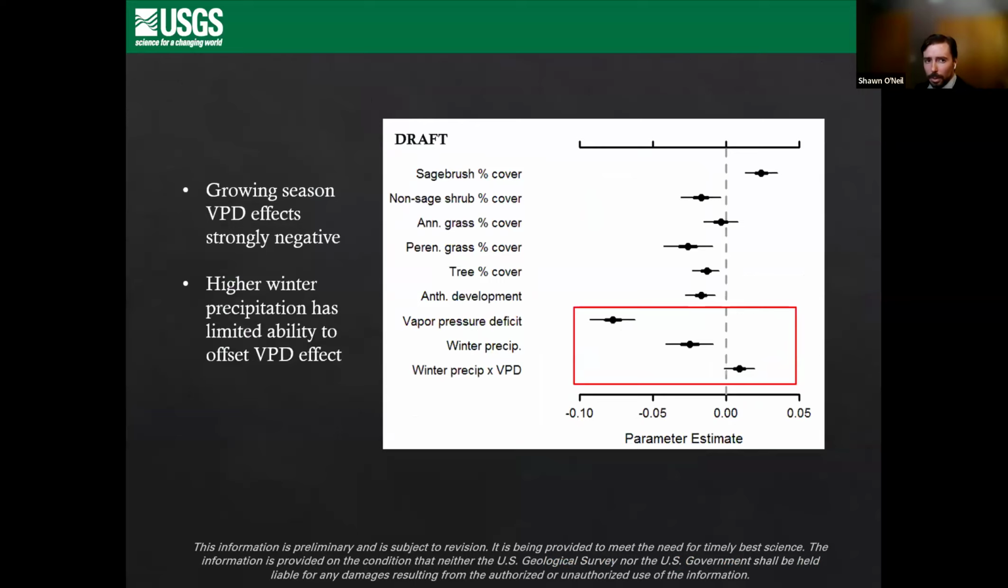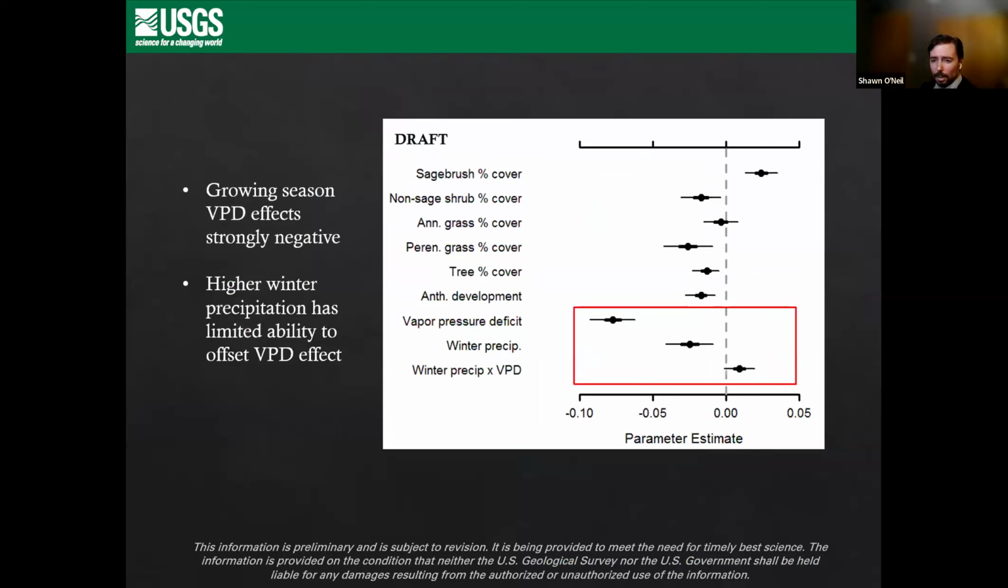So here's some results from one of our current candidate top models. We accounted for several other environmental covariates when modeling these climate effects, which mostly tracked with our expectations. The model tested overall effects of prior growing season VPD in the same model as prior winter precipitation, and we have an interaction between the two.